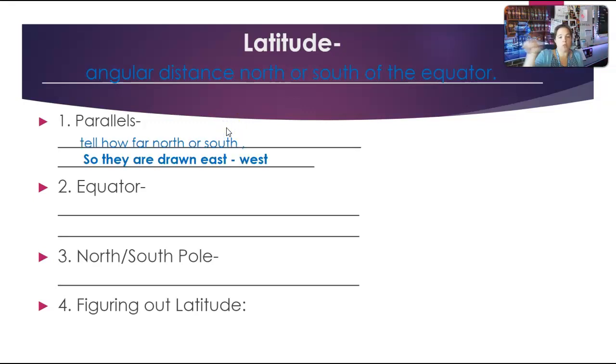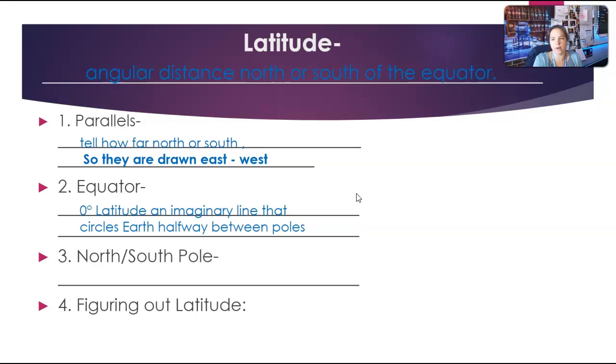They're drawn from east to west. They never, ever touch. They're parallel. They go above or below each other. Our main parallel is called the equator. That's the one you really got to know. Hopefully you know it. It's halfway between the poles of the earth. It's an imaginary line. It's 0 degrees.